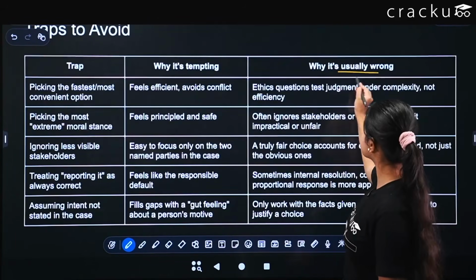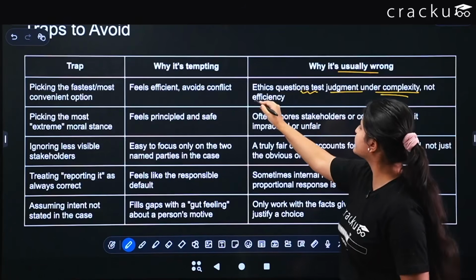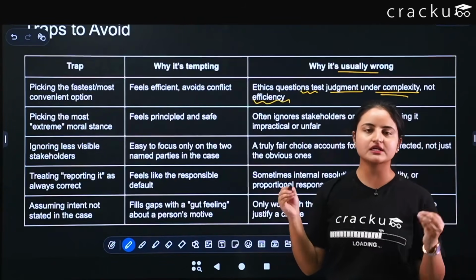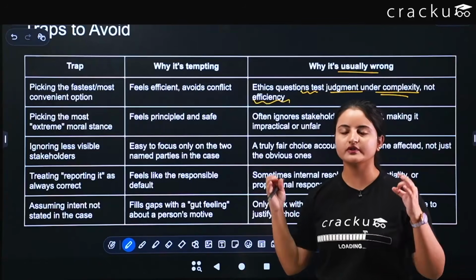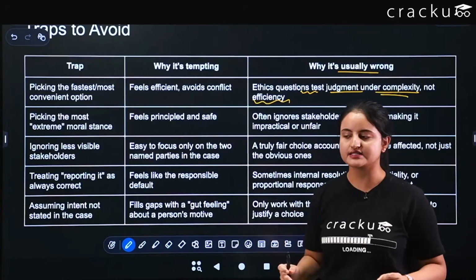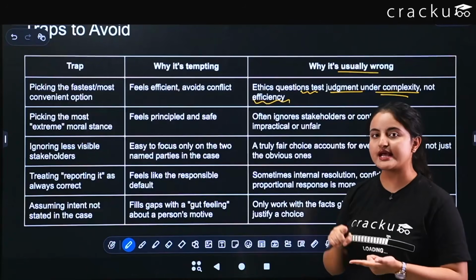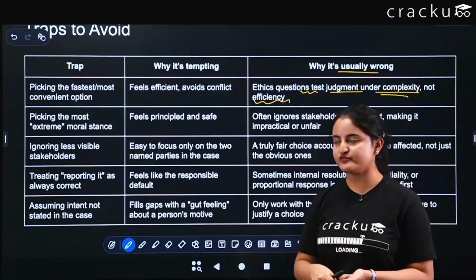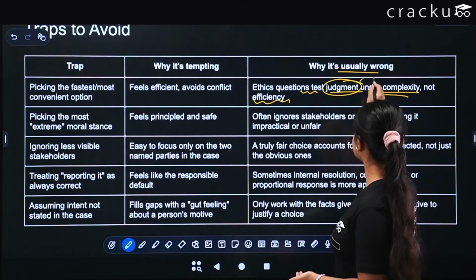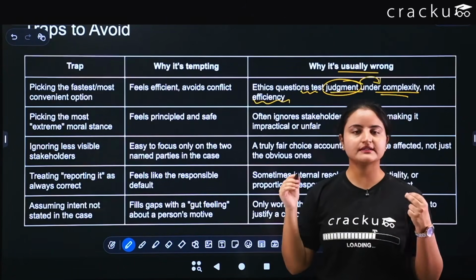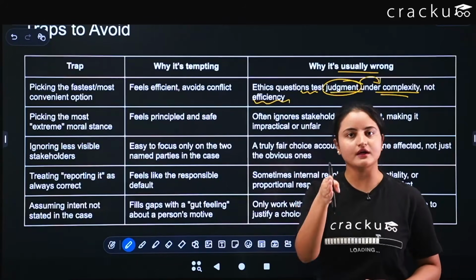Why is it usually wrong? Ethics questions test judgment under complexity, not efficiency. If the section is about ethics, ethics does not test convenience. Ethics does not test efficiency. Ethics tests your judgment under complexity. It does not need you to be quick. It needs you to be right.